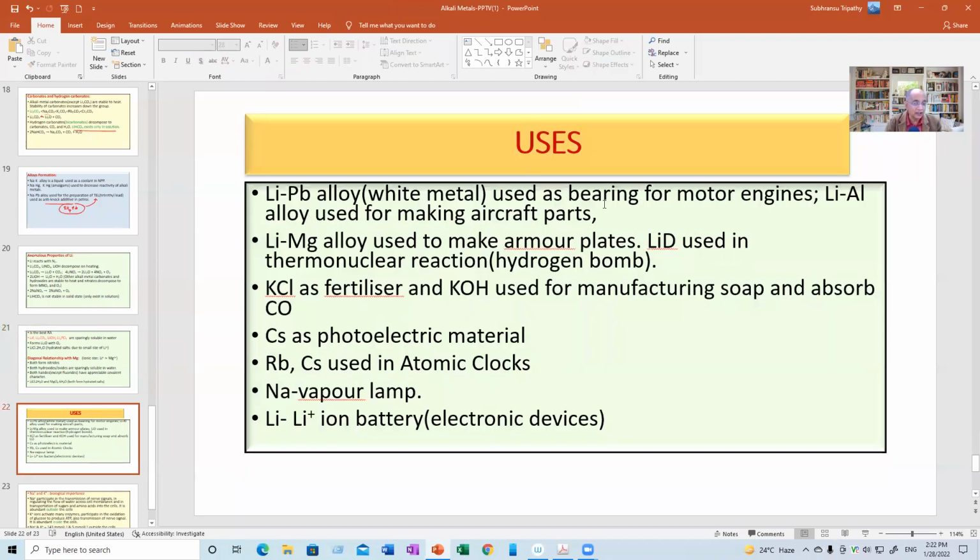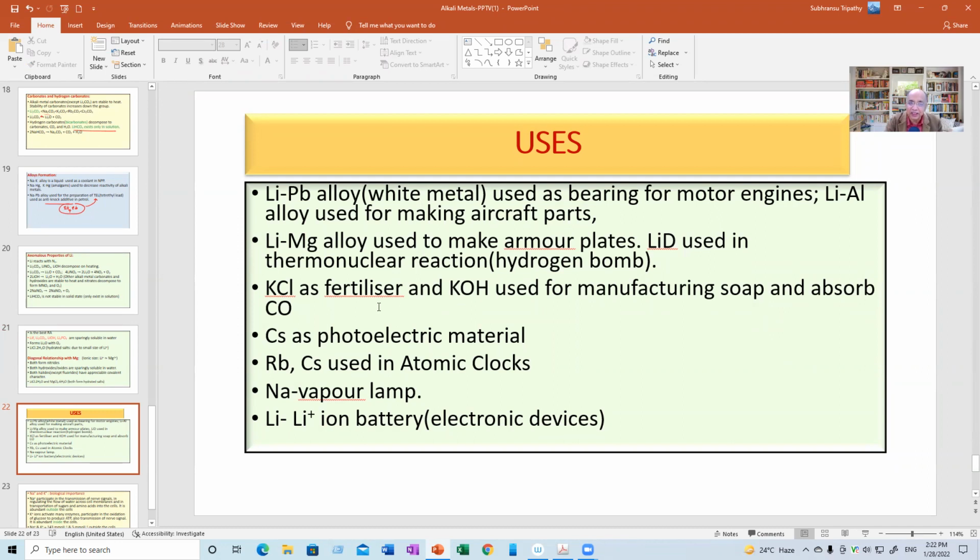Coming to the last, uses of alkali metals. I told you about alloys, but I didn't tell that lithium lead alloy is used for making bearings for motor engines, and lithium aluminum alloy for making aircraft parts, lithium magnesium alloy for armor plates. Lithium deuteride is used for getting tritium for thermonuclear fusion reaction.